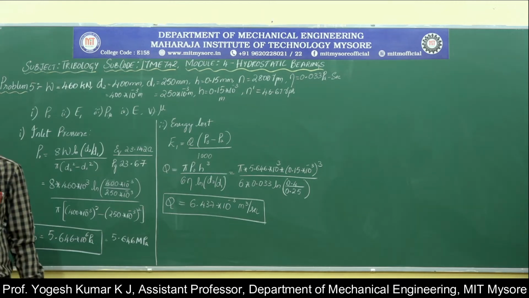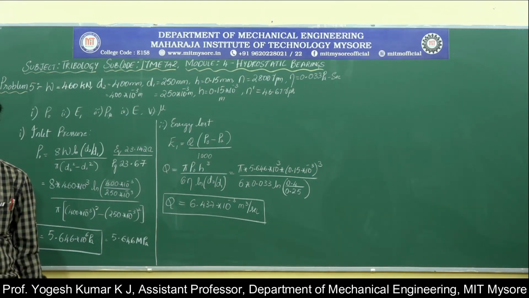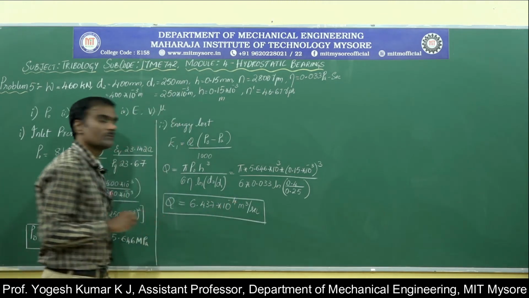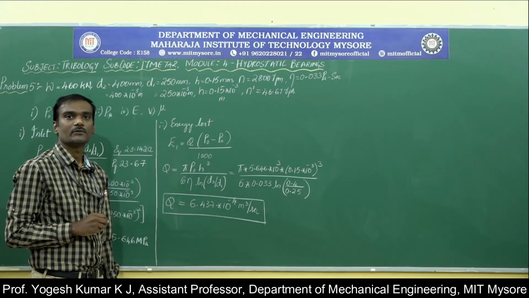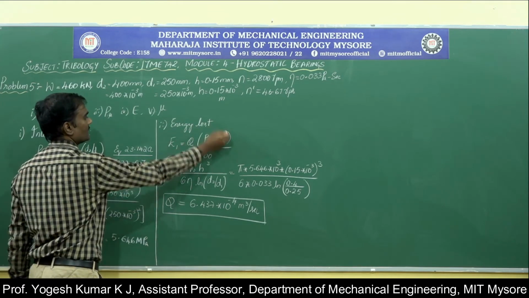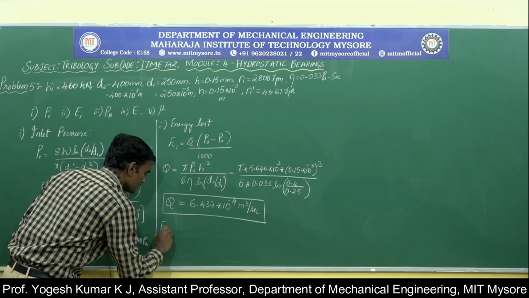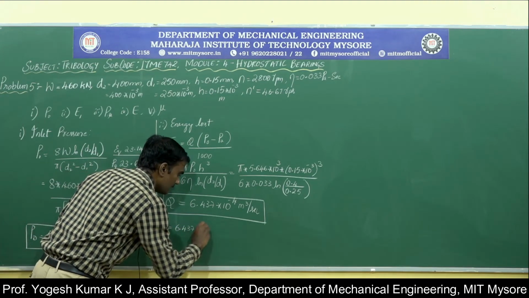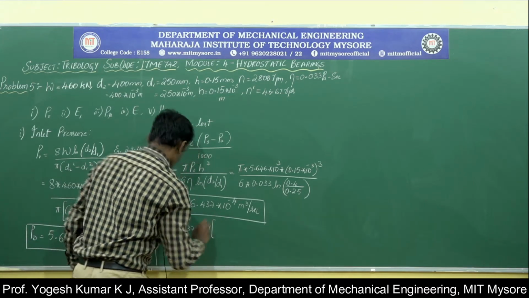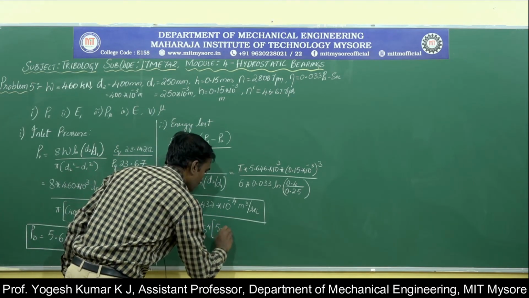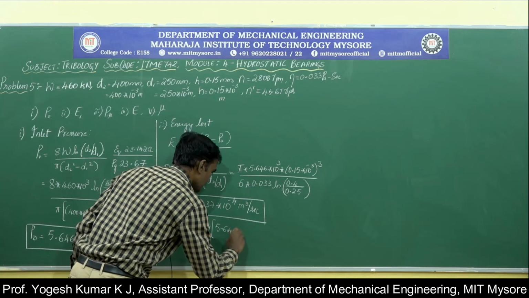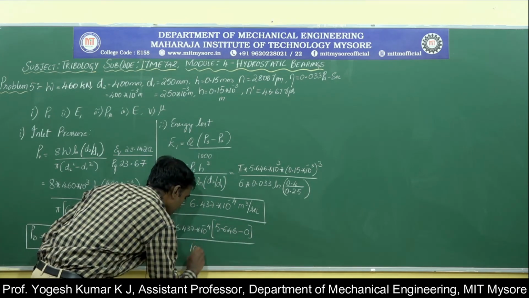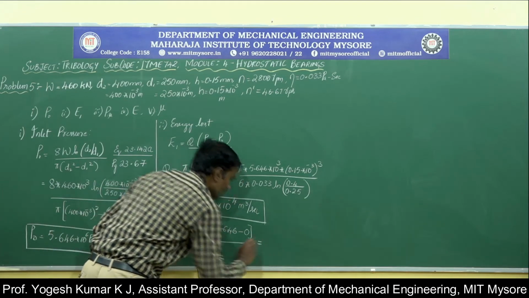6.437 into 10 power minus 4 meter cube per second. Then we know all the terms of this equation. Shall we find the energy lost? 6.437 into 10 power minus 4. Supply pressure is 5.646. External pressure is 0. Whole thing divided by 1000.